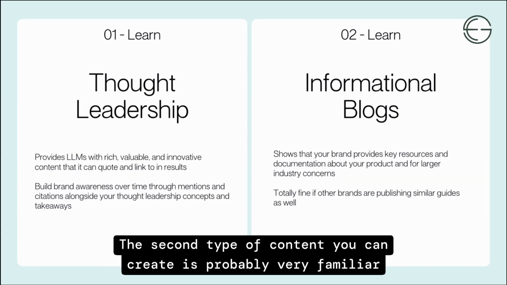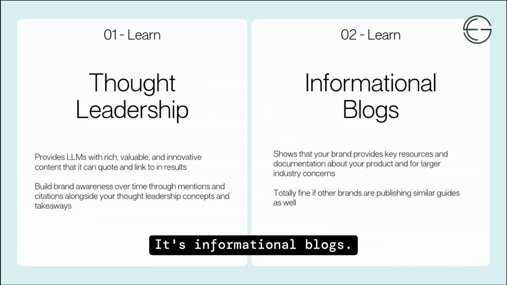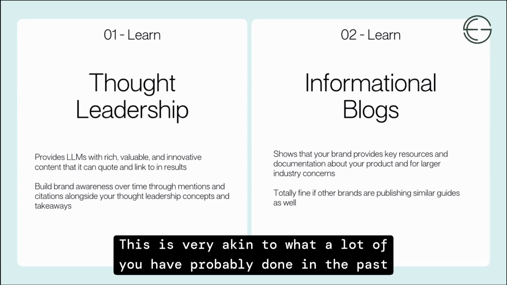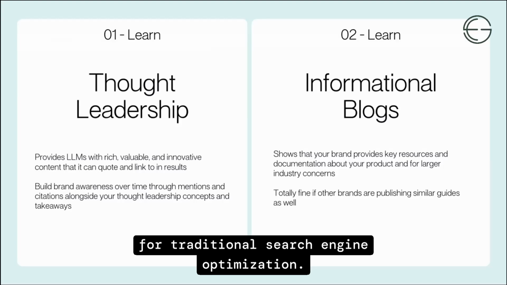The second type of content you can create is probably very familiar to you. It's informational blogs. This is very akin to what a lot of you have probably done in the past for traditional search engine optimization.